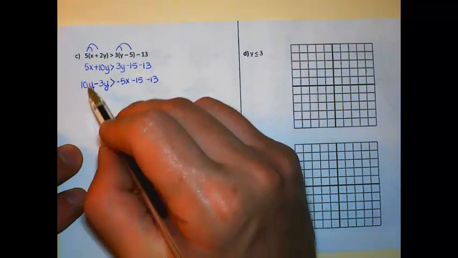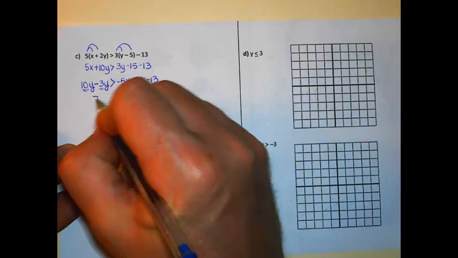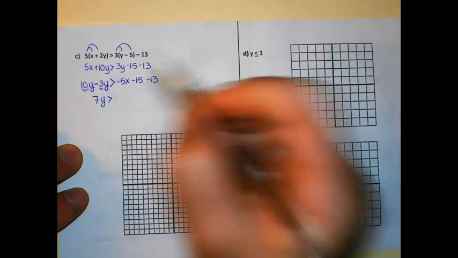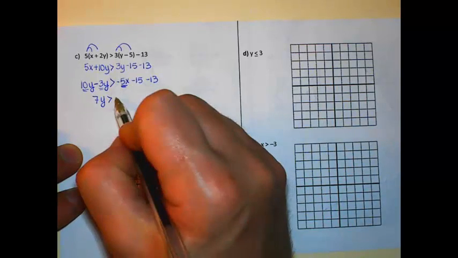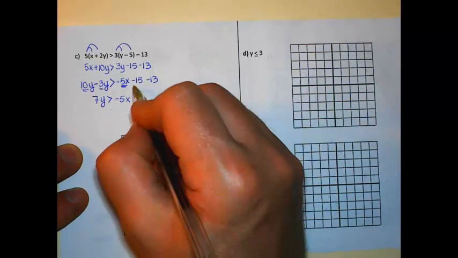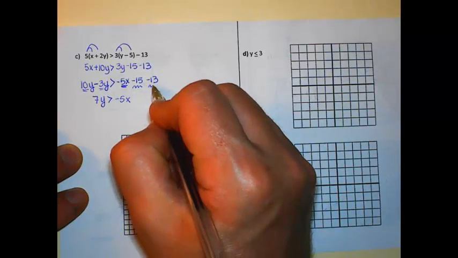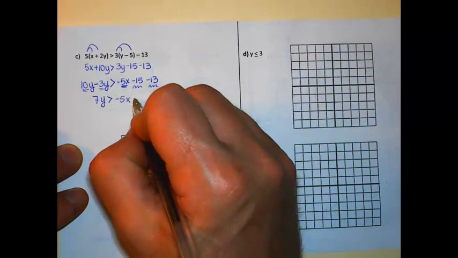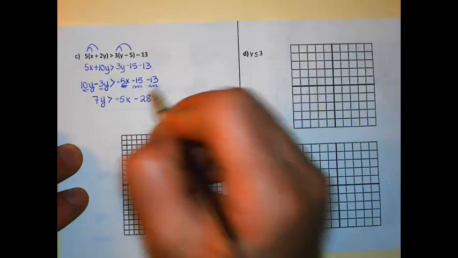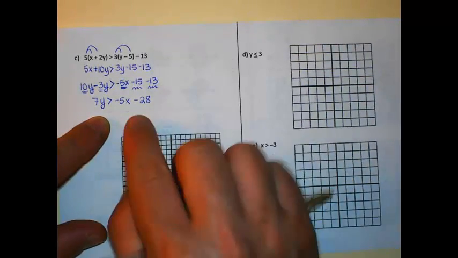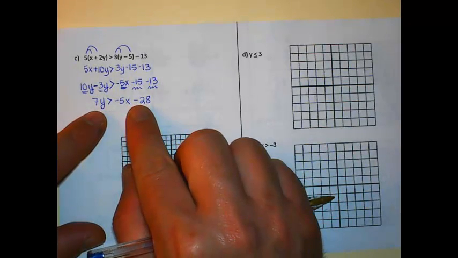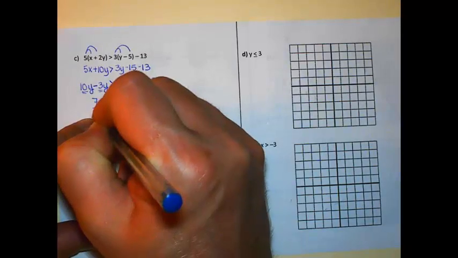So now what I'm going to do is combine like terms. On this side I can combine these two guys, which gives me 7y. On this side there's nothing that I can combine with 5x, so I'm just going to bring down the 5x, but the negative 15 can be combined with the negative 13, which will give me negative 28. Alright, as we can see, things are getting better. All I need to do to get the y alone now is divide both sides of the equation by 7.